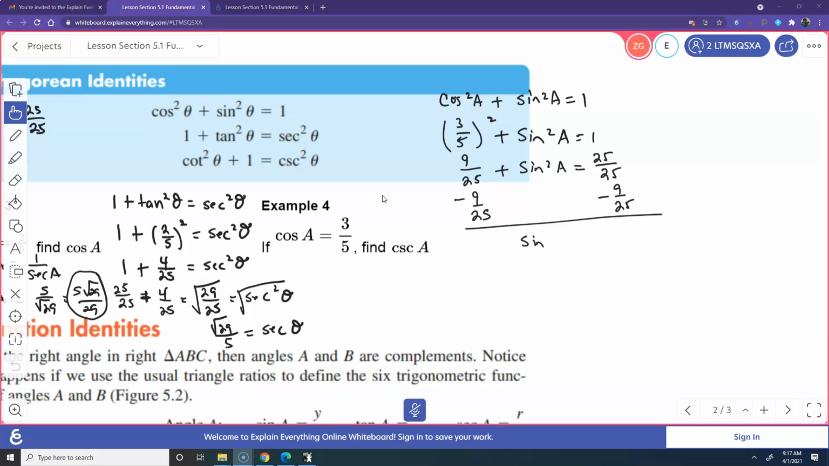So I have sine squared of A is equal to 16 over 25. So I'm going to get the square root of both sides since it's being squared. So I know that the sine of A is equal to the square root of 16, which is 4 over 5. And if I'm looking for cosecant of A, I'm going to do the reciprocal, which is going to be 5 over 4. So there's my answer.